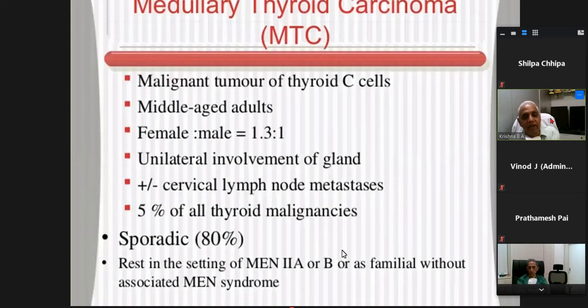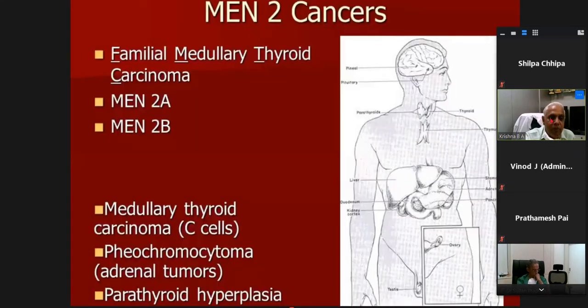The middle-aged adults are the common group. Female population is around 1.3. Unilateral involvement of the gland is quite common. Cervical node metastasis is present at presentation. 5% of all thyroid malignancies is MTC. Sporadic form is the most common, and rest in the setting of MEN2A or 2B or familial without MEN syndrome.